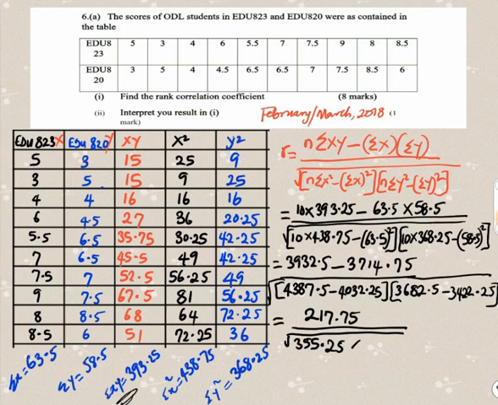Then I have to multiply it by 3,682.5 minus 3,422.25, and this will give 260.25.